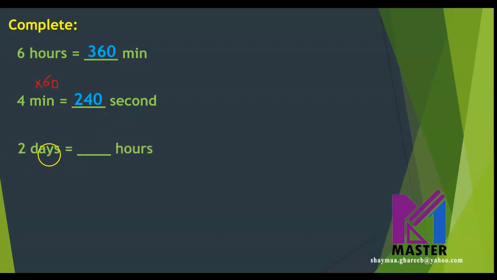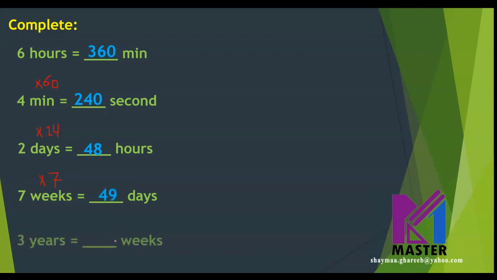2 days and hours. The day has 24 hours. So I will multiply from days to hours. I will multiply by 24. So 2 times 24 equals 48 hours. 7 weeks and day. There are 7 days in the week. So I will multiply the number of weeks by 7 to get how many days there are in 7 weeks. 7 times 7 equals 49 days.